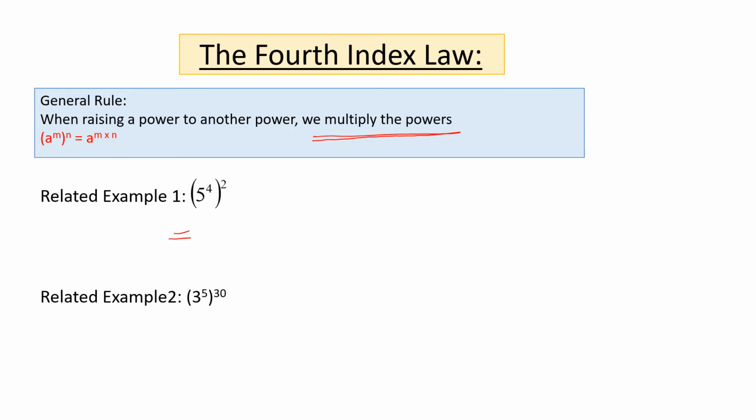When we solve the related example, 5 raised to the power 4, raised to the power 2, we multiply the powers. So 5 raised to the power 8. This is the answer.